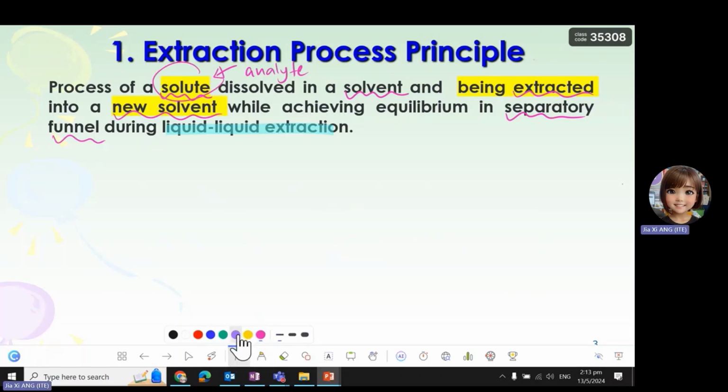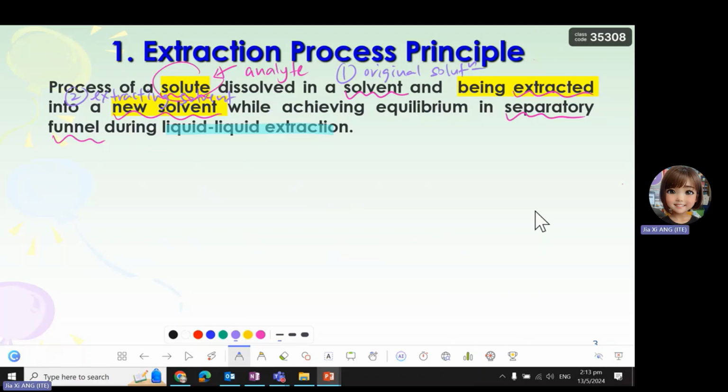Why liquid-liquid extraction? Because two solvents are involved. One, the original solvent, the original solution, and two, the fresh solvent, and sometimes we can also term it as the extracting solvent. So extracting solvent is the one that we use to extract the solute from the original solution. So two solvents are involved, so we have liquid-liquid extraction.